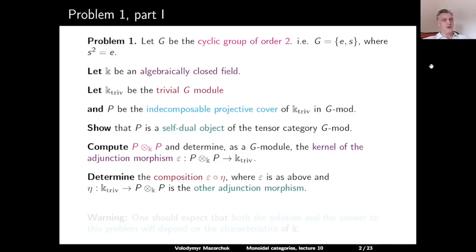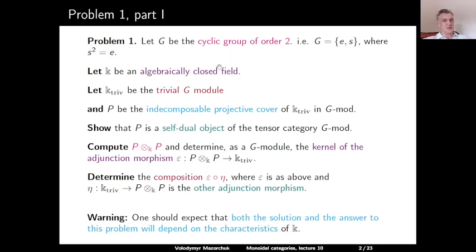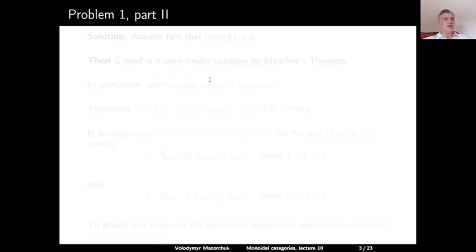And before we start solving this problem, the usual warning. Of course, one should expect that both the solution and the answer to this problem will depend on the characteristic of our field, K, because we are talking about a finite group and its representation theory over this field. So let's solve this problem.